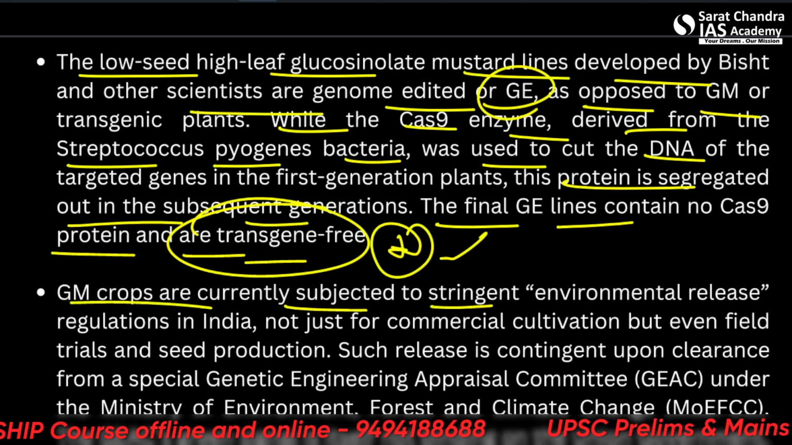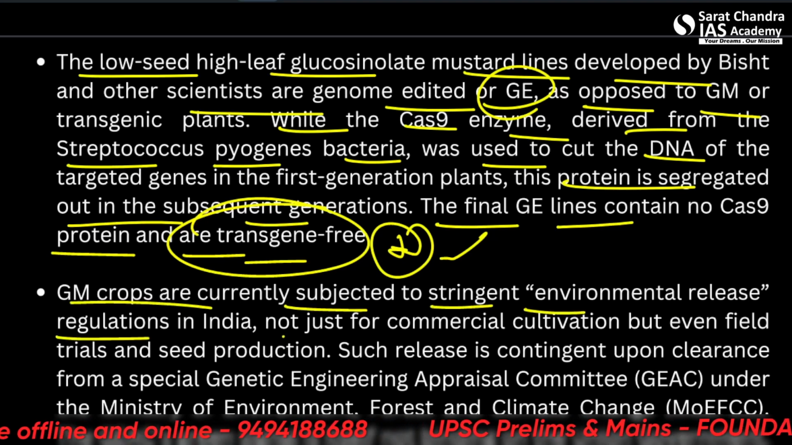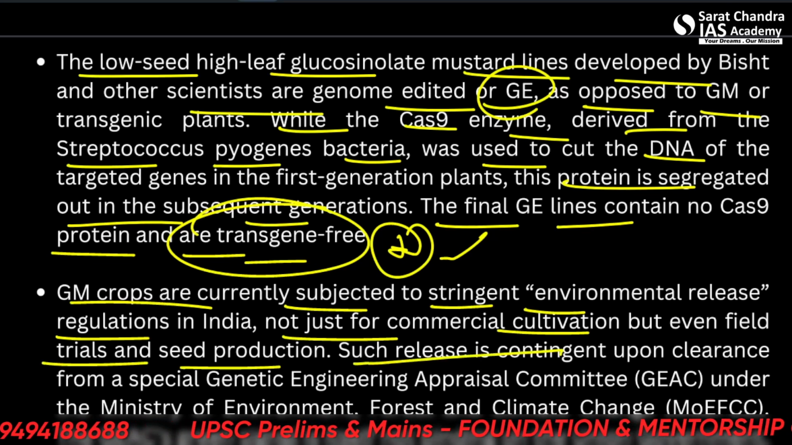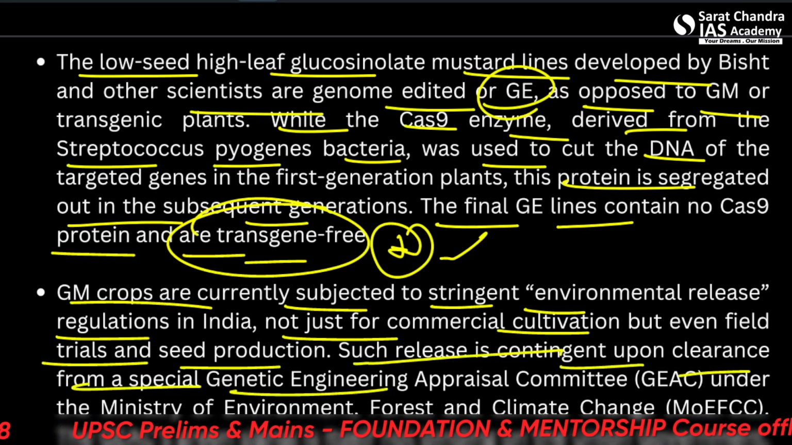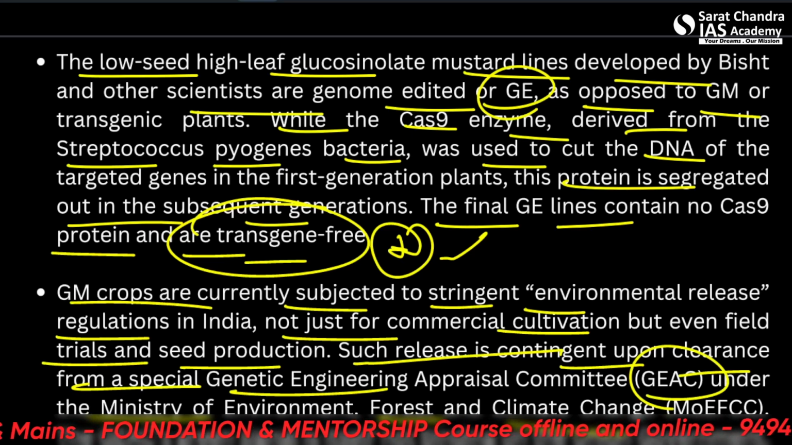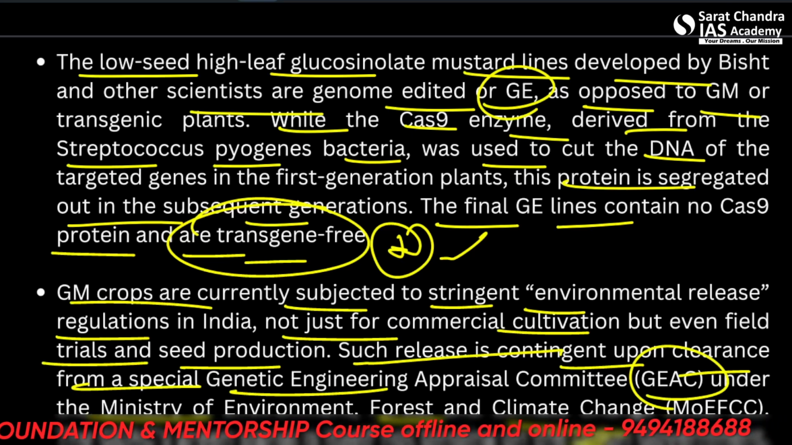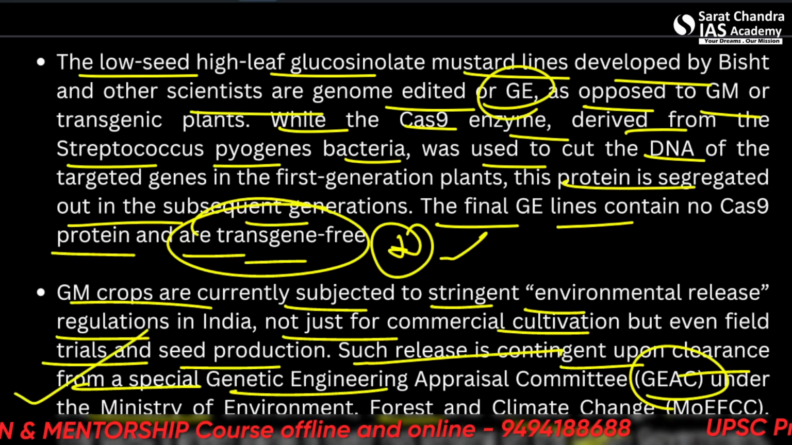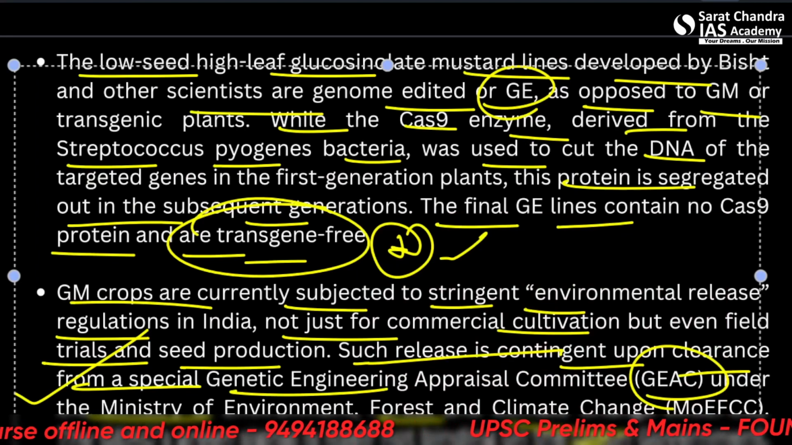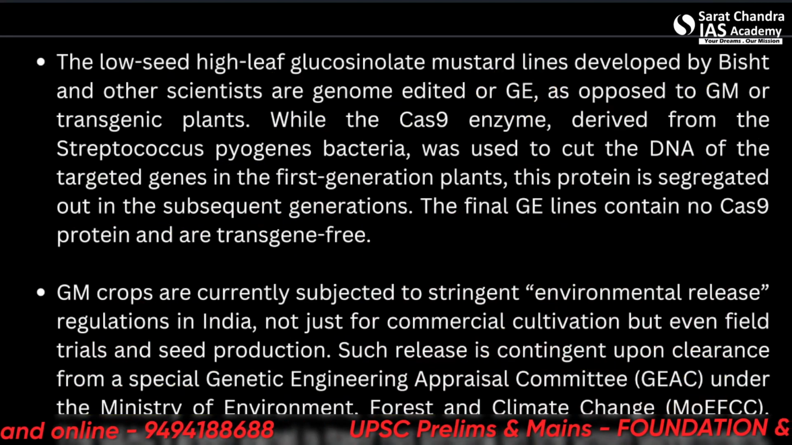GM crops are currently subjected to stringent environmental release requirements, not just for commercial cultivation, but even for field trials and seed production. Such release is contingent upon clearance from a special GEAC, under the Ministry of Environment, Forest and Climate Change. The GEAC green signal is itself not binding on the union government, which gives the final nod. So this is the issue with GM crops. That is also one reason we have come up with GE crops, and they are far better in the results.